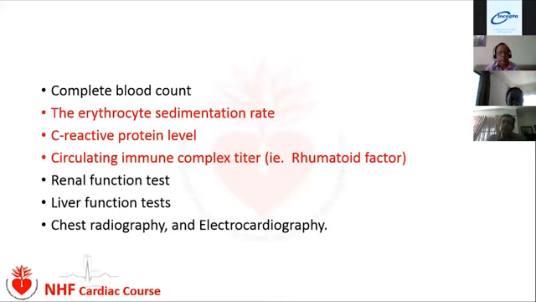When we are talking about all these criteria, we must not forget our old friends, the routine investigations. In the beginning, I said there is almost nothing which is 100% in this disease. But we must remember the erythrocyte sedimentation rate, C-reactive protein level, and circulating immune complex titer after 6 weeks into the disease are almost always present. Besides that, we must check renal function, liver function, chest radiograph, and ECG to find out if there is any complication.